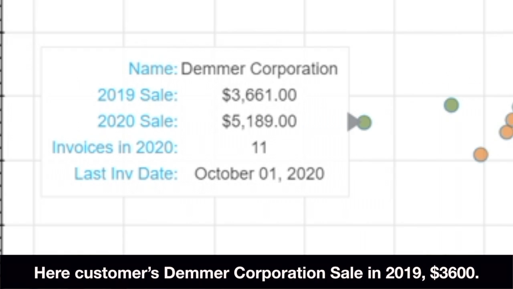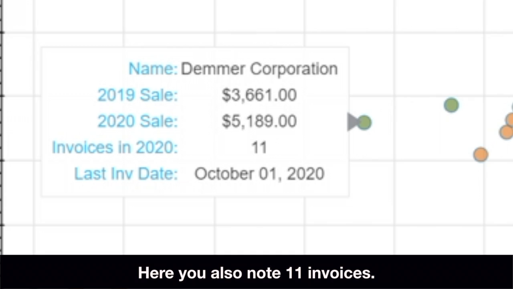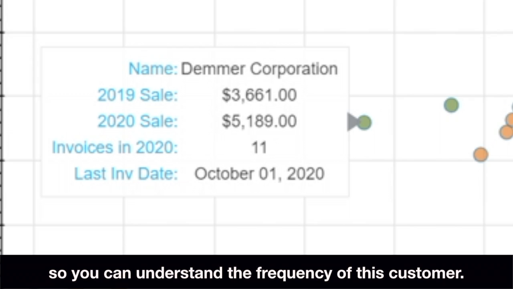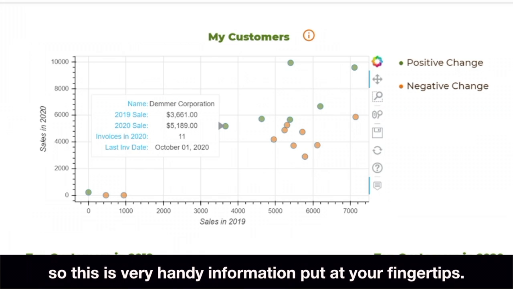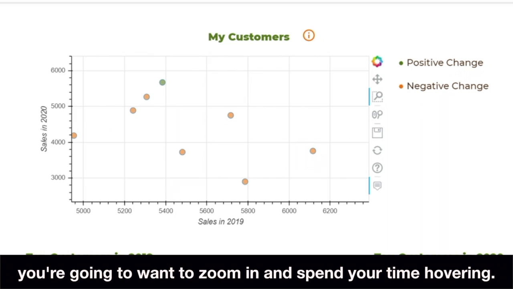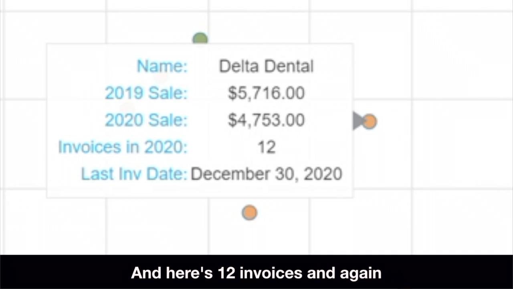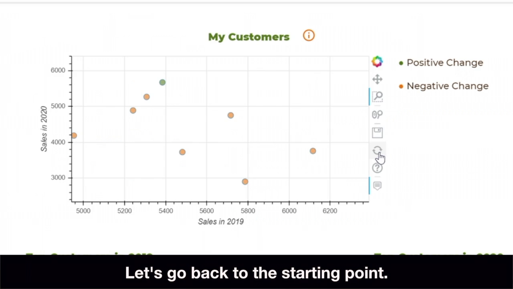Here, customer is Denver Corporation, sale in 2019, 3,600, 2020, 5,100. Here you also note 11 invoices. This is a nice piece of information so you can understand the frequency of this customer. This is invoices in 2020. And also the last invoice date. So this is very handy information to put at your fingertips. You have a lot of dots. You're going to want to zoom in and spend your time hovering. And here 12 invoices, and their last one was December of 2020, so at the very end of the year.